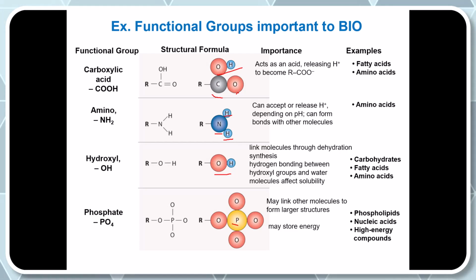Then we've got this PO4 group. That PO4 group is a phosphate group. You've maybe heard of ATP, or adenosine triphosphate. That has 3 phosphate groups in it. Phosphate groups are important in higher energy compounds. They're also important for phospholipids, which make up our cell membrane, and nucleic acids, which would include DNA and RNA. So these are just some functional groups that are important in biology.